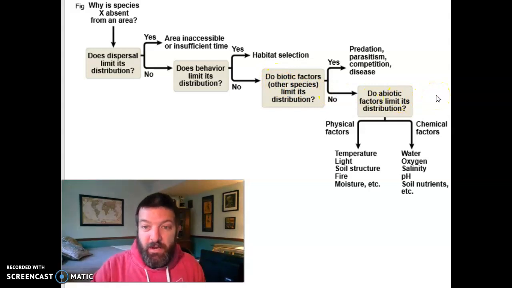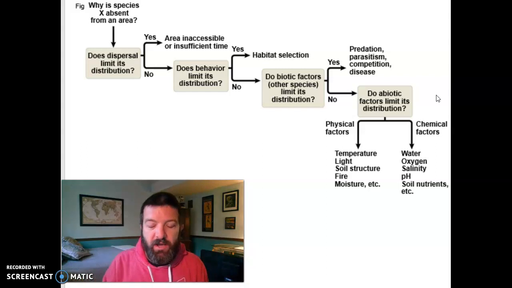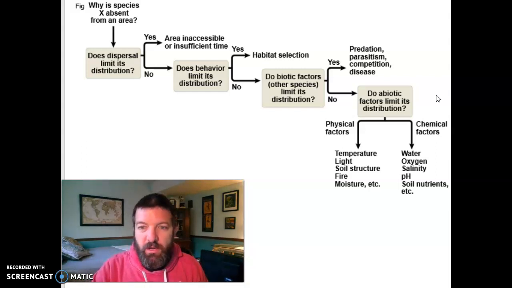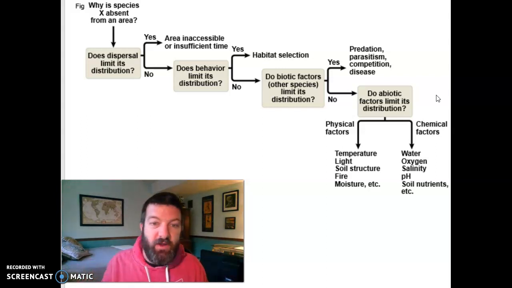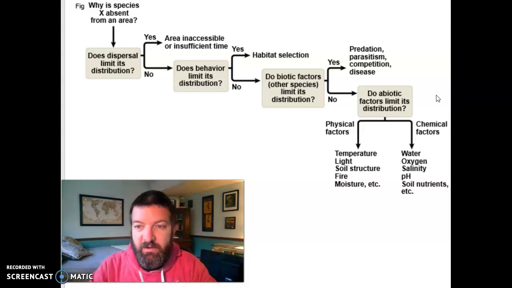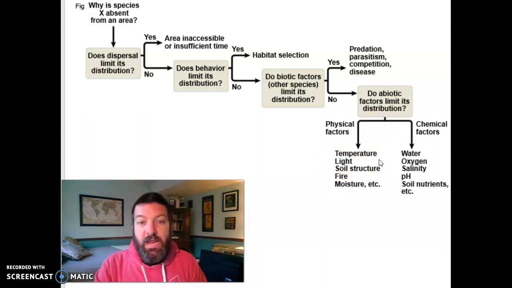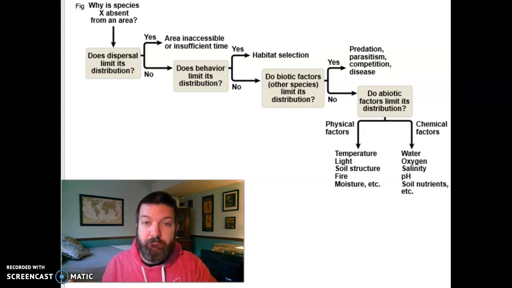Maybe there's not a biotic factor. Well, there might be abiotic factors, right? Maybe this island is too cold or too hot for this particular bird. Maybe the soil structure is wrong. Maybe a particular plant requires fire, and this doesn't have any fire, or it's too dry, or it's too wet. Lots of abiotic environmental reasons why you may not find a particular organism in a particular spot.